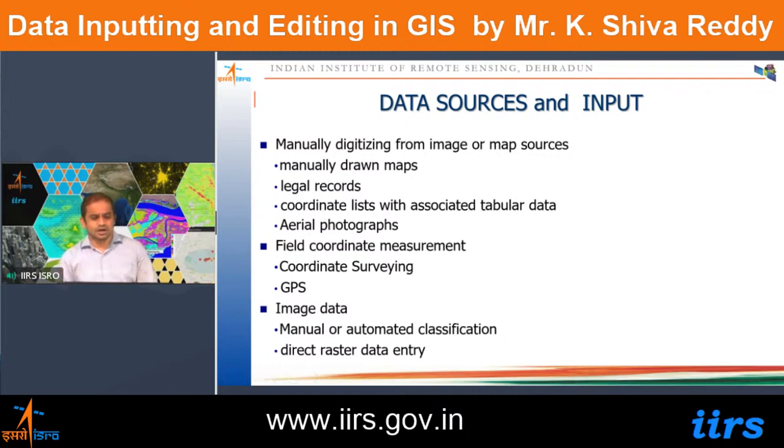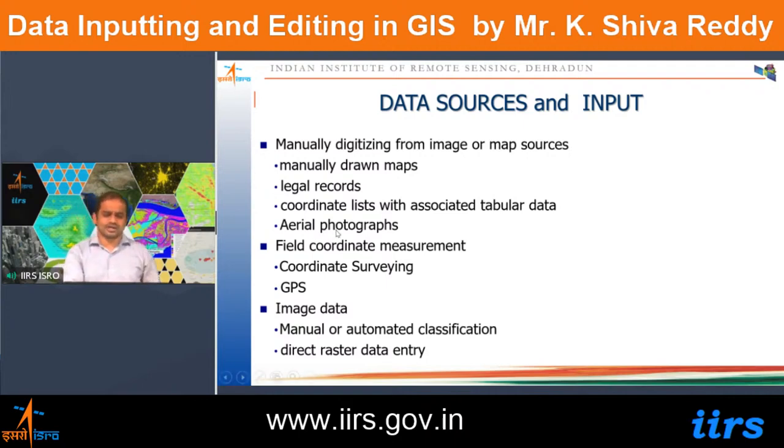Another way is a list of coordinates in tabular format. So we have different object names, and correspondingly their coordinates are written. They can be imported into GIS.